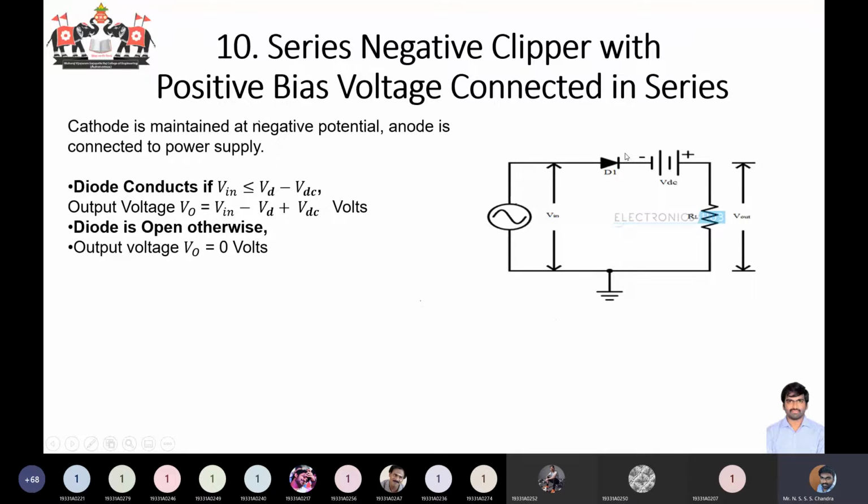So the diode will conduct when VD minus, sorry, it should be Vin greater than, it is wrongly kept, this should have been greater than or equal to. So diode will conduct when Vin is greater than VD minus VDC, and then in that case output should be equal to Vin minus VD plus VDC.